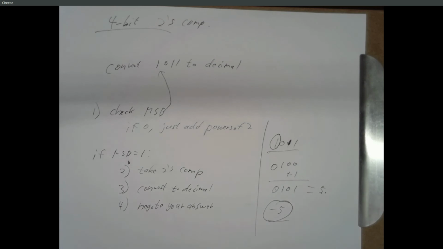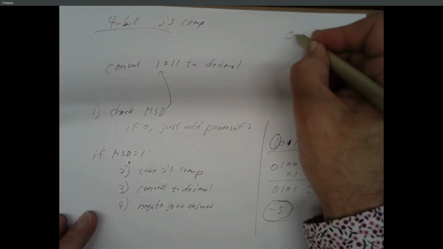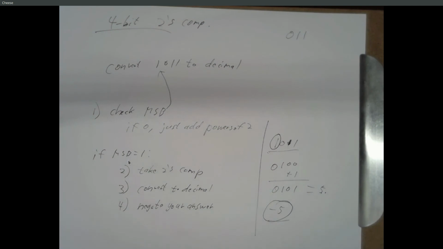Would you say if the number was just a 3-bit number and it was just 011, then that would just be a normal 3, right? If we're talking about 3-bit numbers and we have this, yeah, that's just equal to 3.